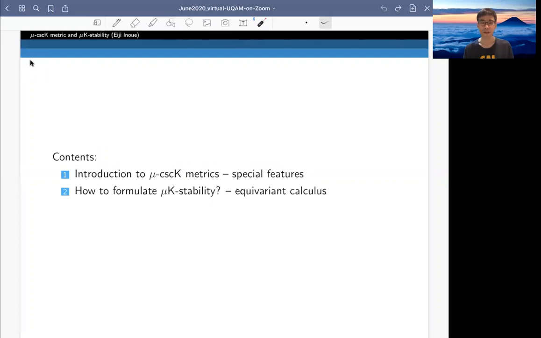But in the first section, I will focus on some special aspects of mu-cscK metrics, which cannot be explained by mu-cscK stability. So I guess it is also special. It is not observed in other frameworks of canonical metrics in Kähler geometry. And in the next section, I will talk about mu-cscK stability inspired from the moment map picture of mu-cscK metrics. And I introduce a mu-Futaki invariant of test configurations by introducing an equivariant intersection formula. And I will explain about equivariant calculus.